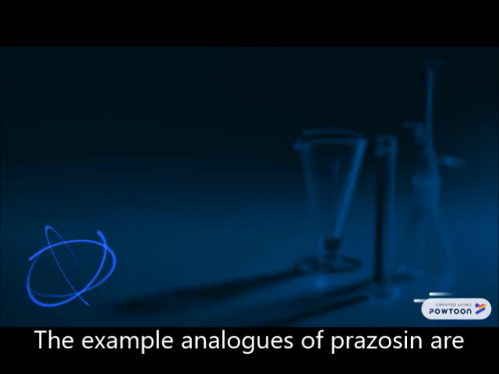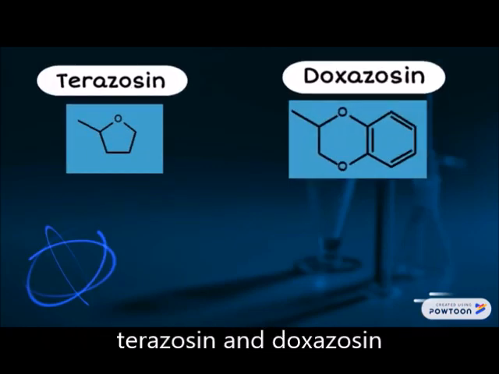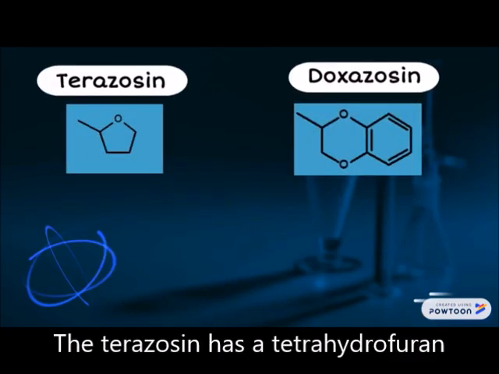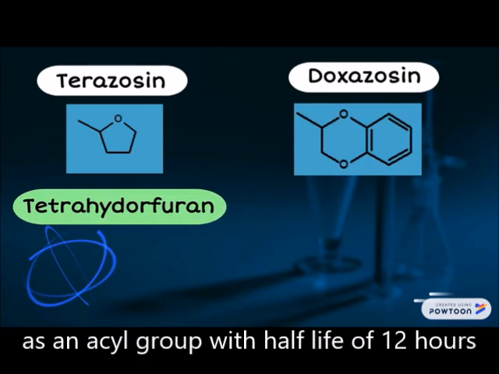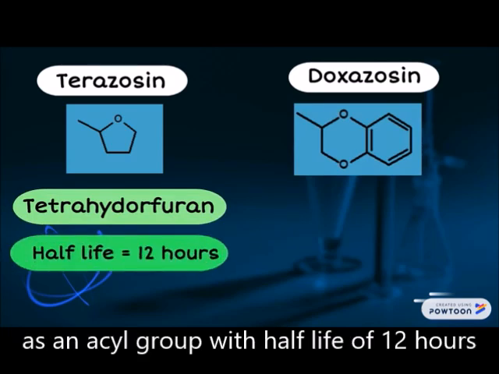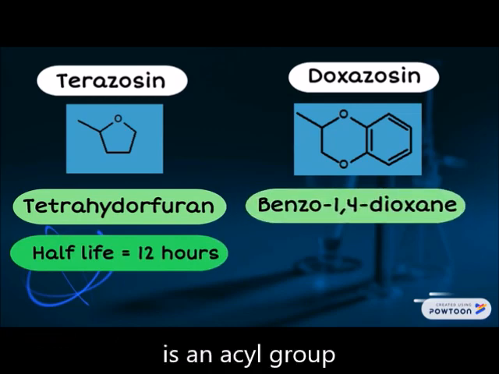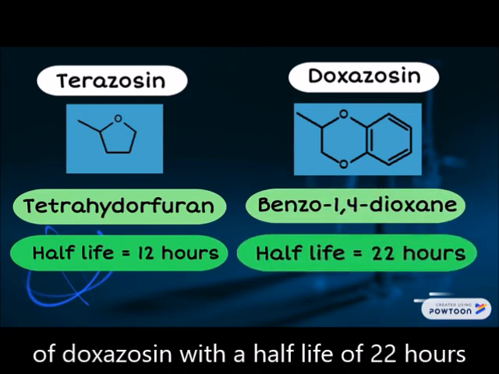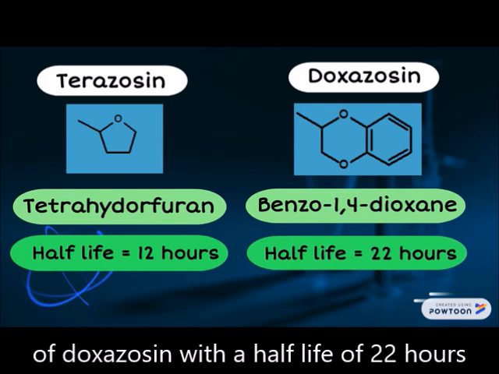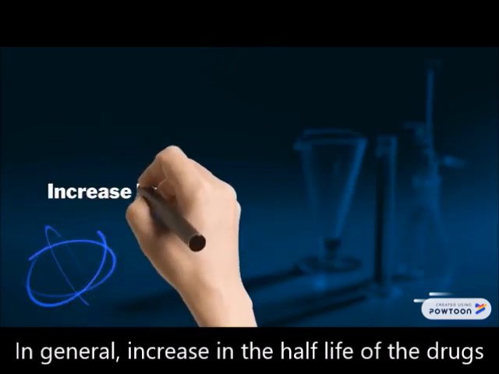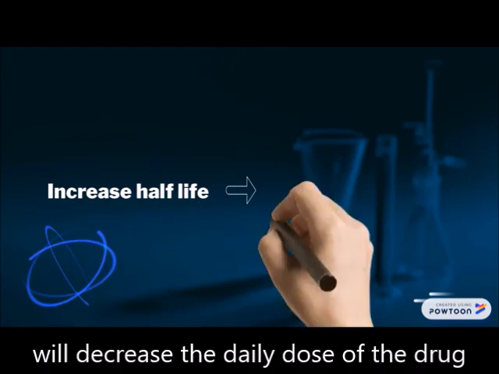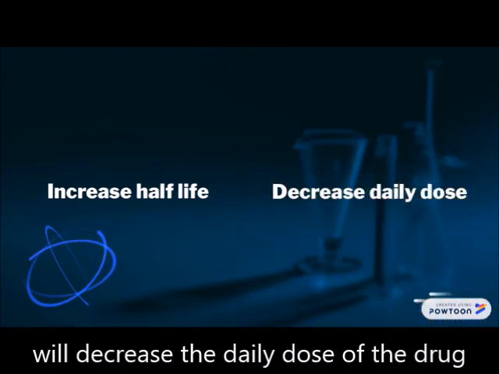The examples of analogs of prazosin are trazocin and doxazosin. The trazocin has a tetrahydrofuran as an acyl group with a half-life of 12 hours. Meanwhile, benzo-1,4-dioxane is an acyl group in doxazosin with a half-life of 22 hours. In general, increase in a half-life of the drugs will decrease the daily dose of the drugs.